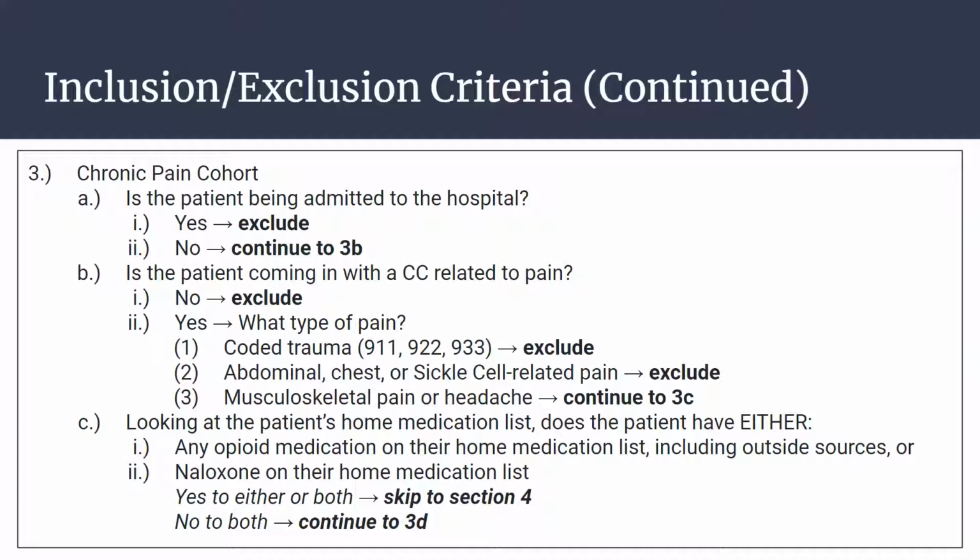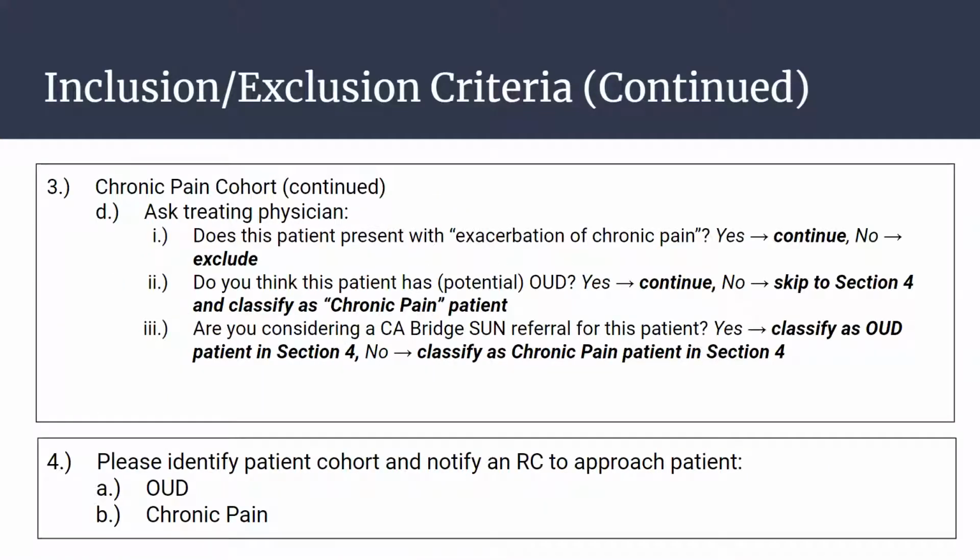So if we have yes to either or both of these questions, we're immediately going to skip to section 4 and classify them as a chronic pain patient. But if the answer is no to both, we're going to continue to part D. And essentially part D is usually the RC approaching the patient's physician and asking them different questions to establish what group they may or may not belong to.